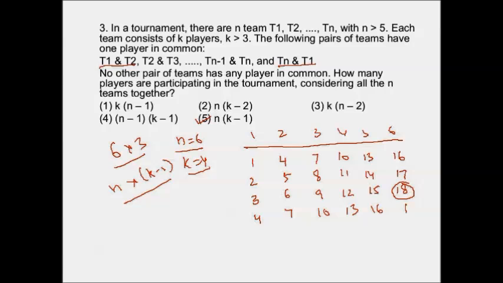That means 5 and 16 should have a player in common. Similarly, 1 and 6 should have a player in common. So 16 is also repeated and 1 is also repeated with them. On that basis, and it has happened with each and every team, not with the T9 or T6 only. With the second team also you will see that 4 is common over here and 7 is common over here. Okay, so let's move on to the next question.